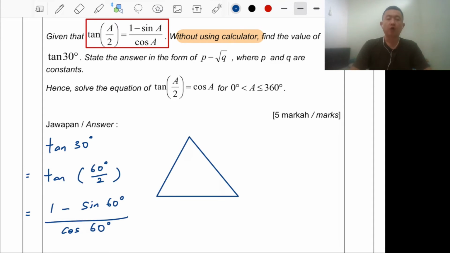Okay, first you draw an equilateral triangle. So equilateral triangle with each angle 60 degrees. And then let's make it 2 cm each. Okay, this is something that you have to remember. Then I'm going to break this into 2 equal halves.